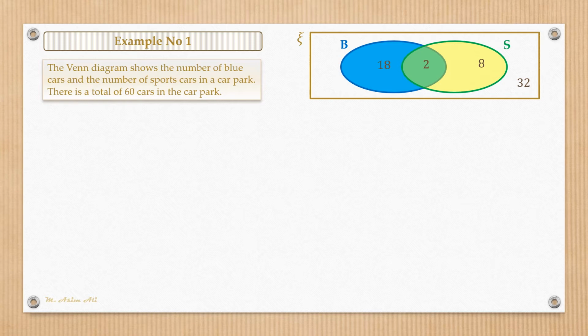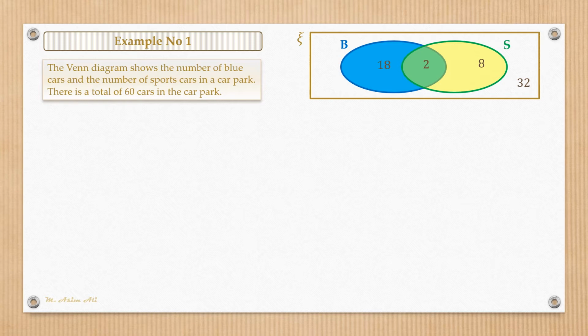18: the number of blue cars is 18 plus 2, so 20 is the total number of blue cars. And what does 18 represent? 18 represents the cars which are blue in color but which are not sports cars, they're ordinary cars. And what does 2 represent? 2 represents the cars which are both blue and sports, blue colored sports cars.